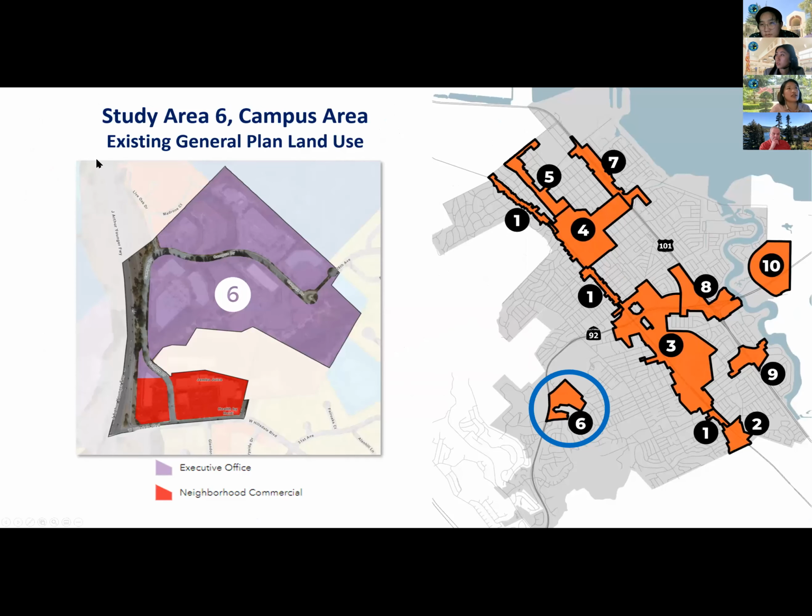So the next, study area 6, this is the Campus Drive area. It's located along State Route 92. So what you see in red, this is the Laurelwood Shopping Center. It's characterized as red for neighborhood commercial. And along the northern portion, this is the Campus Drive. It's currently designated purple. That represents executive office. And this is currently what it is. What we know is this area is mostly office buildings.